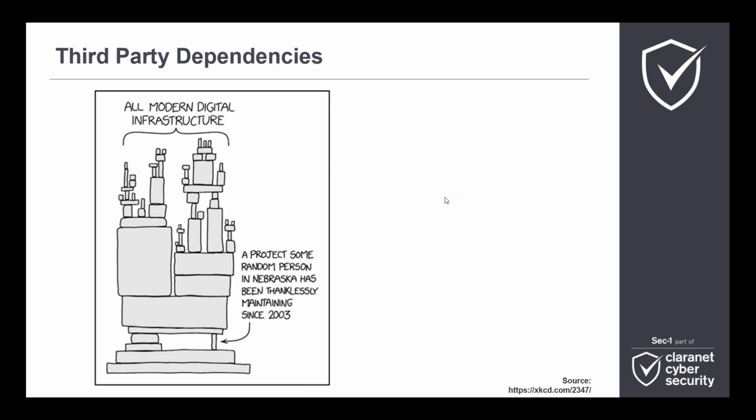So, third-party dependencies. There's always a relevant XKCD. This is a very relevant one actually. We've got here the way in which modern digital infrastructure is potentially going to crumble when some random open source project stops being maintained. This is actually very relevant to case study 1.